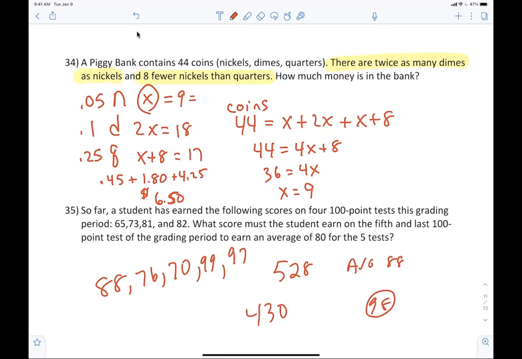All right. Okay, Luca. I get everything from the problem except why would you do plus 8? Because there's a plus 8 right here. Tell me again. It says there are twice as many dimes as nickels and 8 fewer nickels. So you think it should be X minus 8? But are there more nickels or more quarters? Quarters. Right. So if there are more quarters, how many more quarters than nickels are there? So, do you see why it's X plus 8?